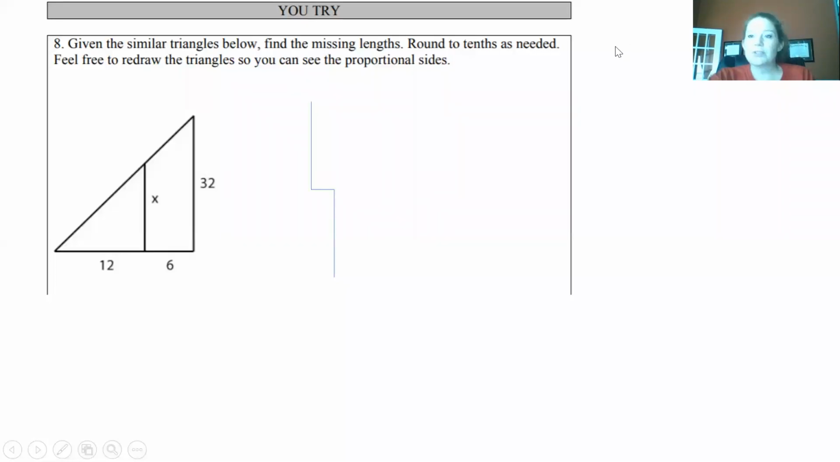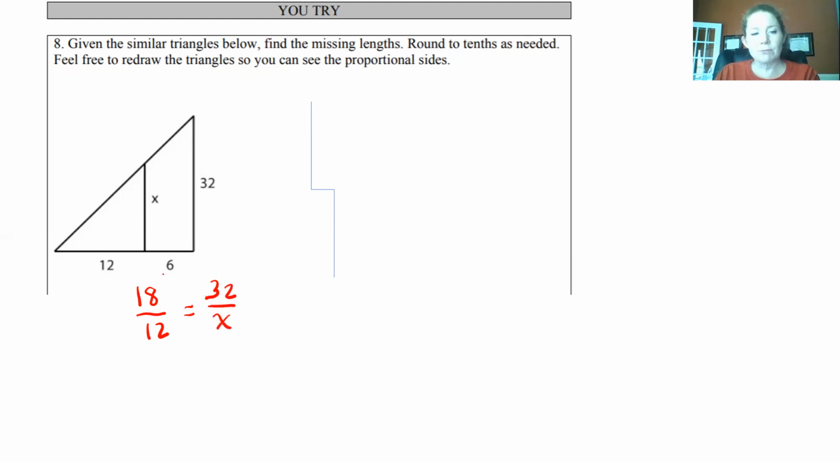All right, so hopefully you guys tried the example problems for this section. So let me see what we got here. Basically the shadow of the building is 12 plus 6, so we have 18, and it corresponds with the height of this rectangle. So 18 goes with 12, and 32, which if we were doing the shadow problem would be the height of the building, corresponds with the height of the daughter or whoever.